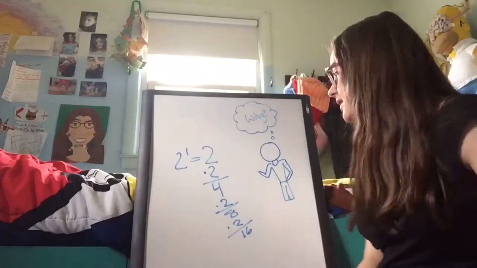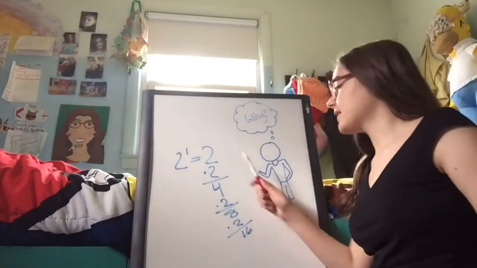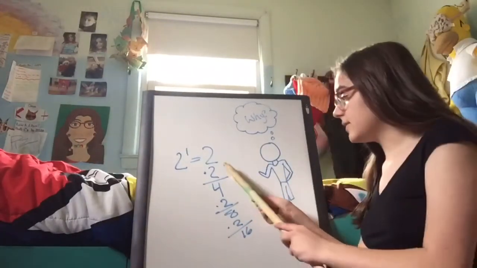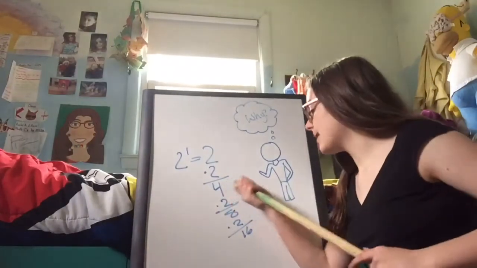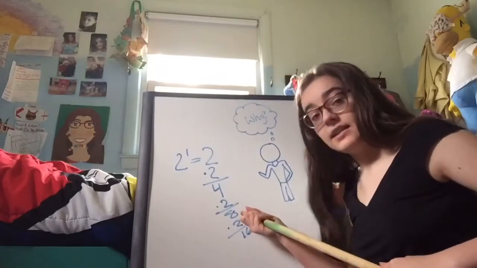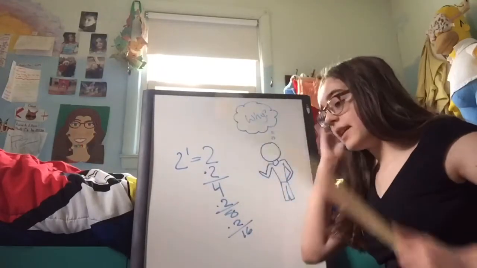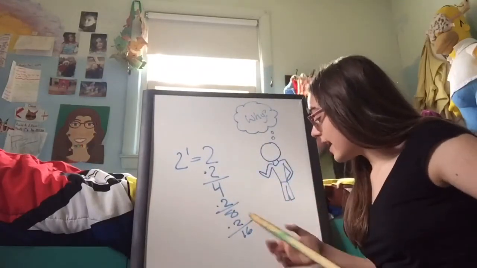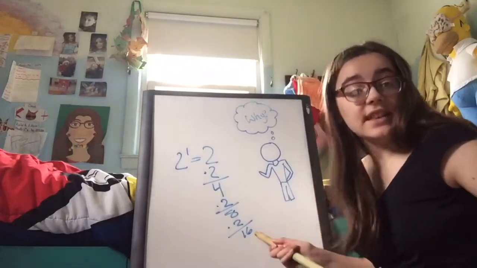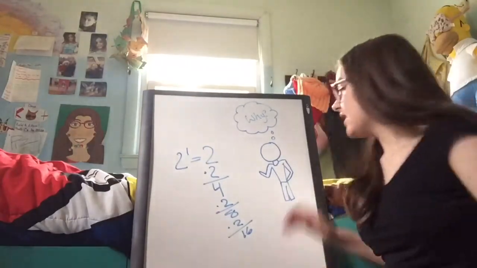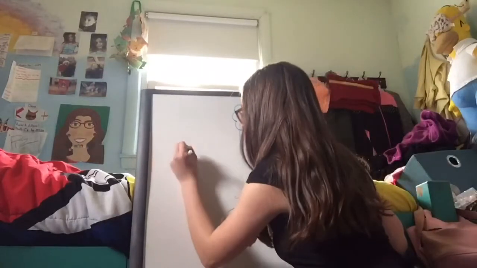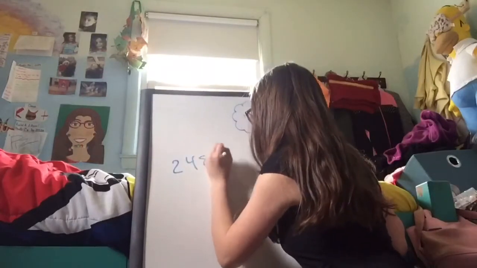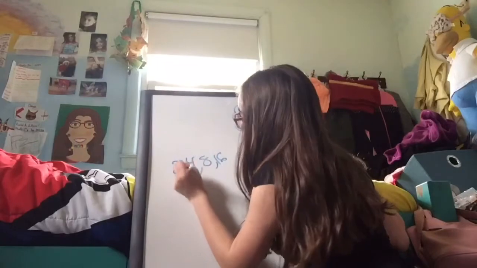So as you can see, if we multiply something that ends in 2 by 2, we're going to get something ending in 4. If we multiply something that ends in 4 by 2, it's going to end in 8. If we multiply something that ends in 8 by 2, it's going to end in 6, because 16 ends in 6.